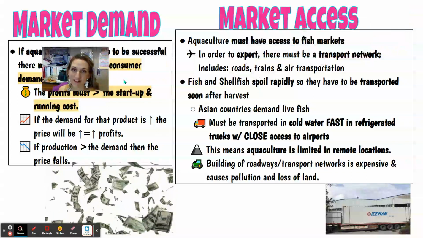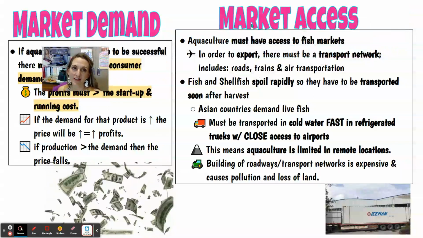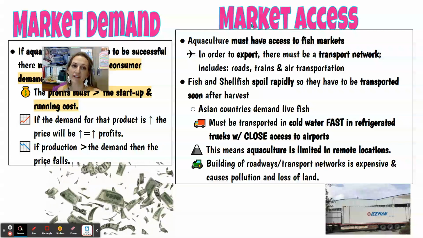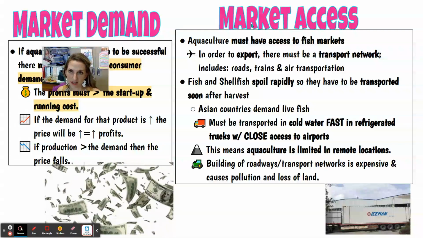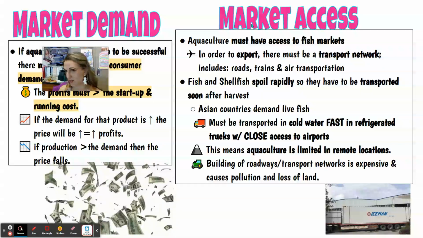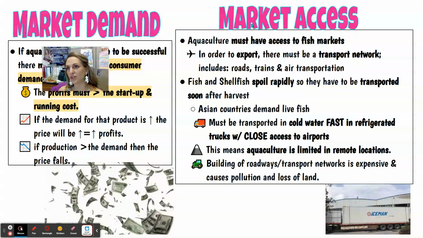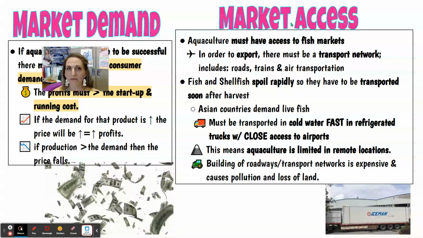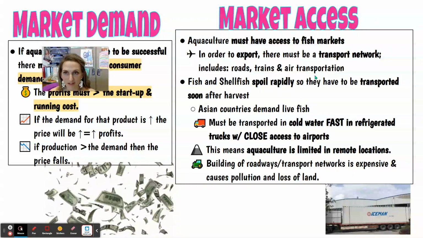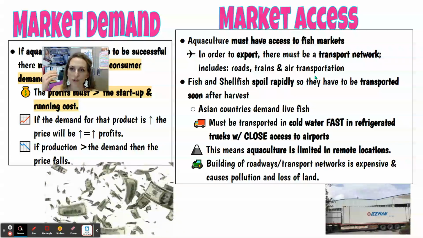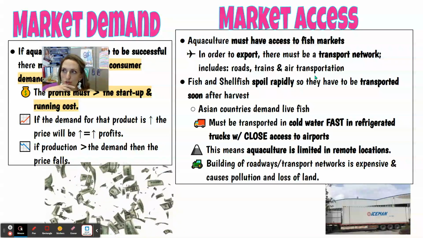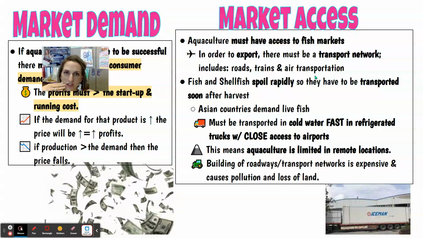Access to actually sell it. Aquaculture has to have access to fish markets. In order to export these, there has to be a transportation network. So this can't just be placed anywhere. And if it is, you need reliable transportation for them. Roads, trains, and air transportation. So close to an airport, close to a train station.